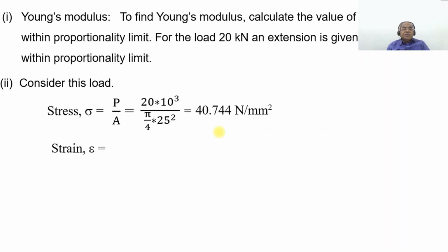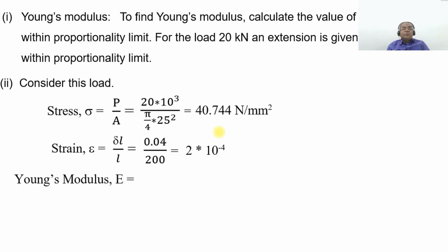Similarly, what is strain? Strain is nothing but delta L by L. The extension within the proportional limit is 0.04 mm divided by the original length, or the gauge length, which is 200. On simplification, you will get it as 2 into 10 to the power of minus 4.